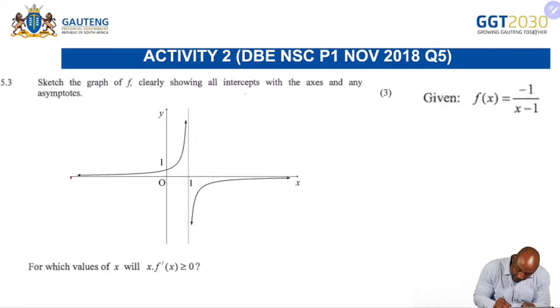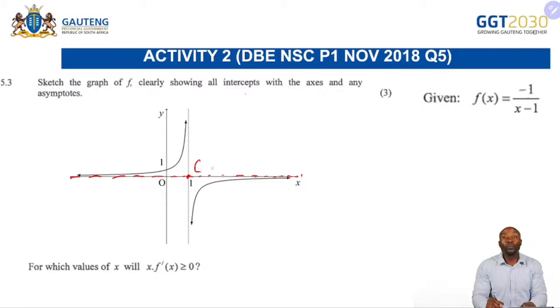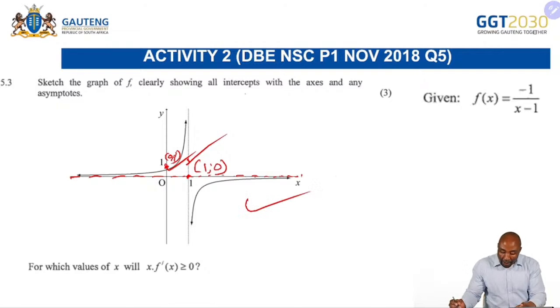Remember, we said our x-axis is an asymptote. Our graph will never cross that. So I'll encourage you, always give the coordinates of the point of intersection of our asymptotes. It's (1; 0). Then the arms, that one, we got it, it's (0; 1), we are aware. So you'll get a mark for your vertical and horizontal asymptote, your y-intercept, and for the shape, you get your 3 marks. For which values of x will x times f dash of x be greater than or equal to 0? This is an interpretation question.